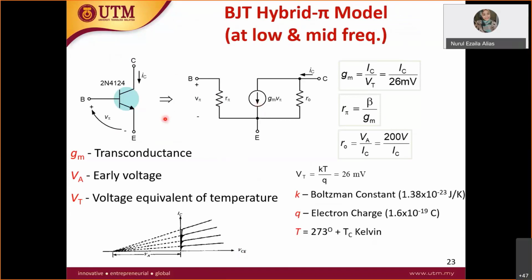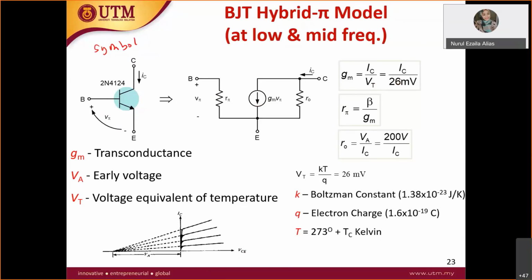For the hybrid pi model, when you have your BJT transistor, you have like this one, the collector. So this is the symbol.